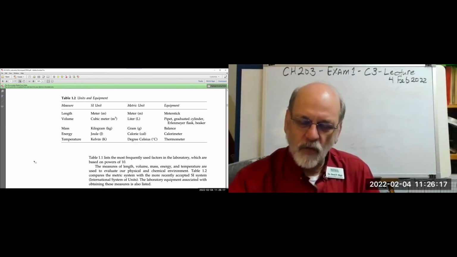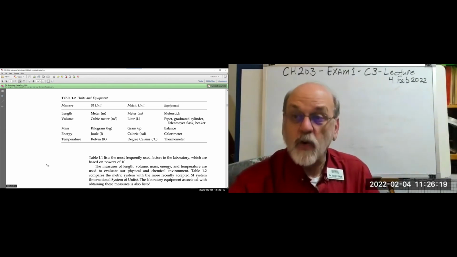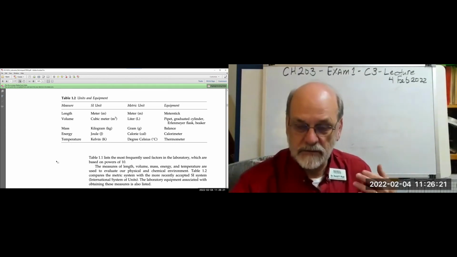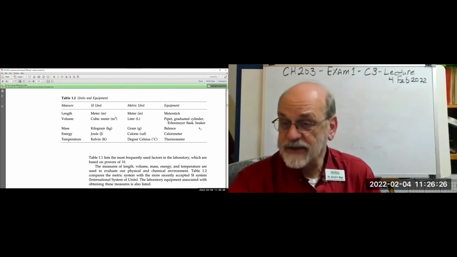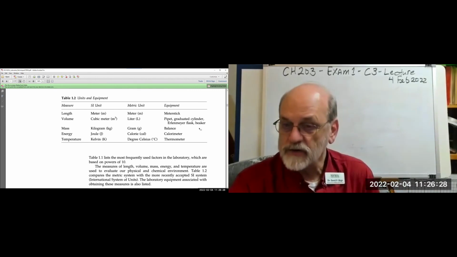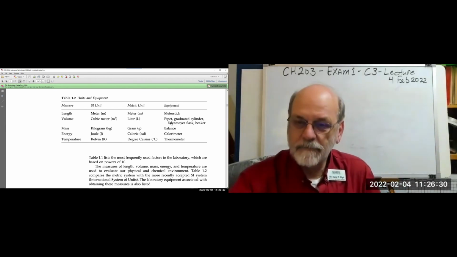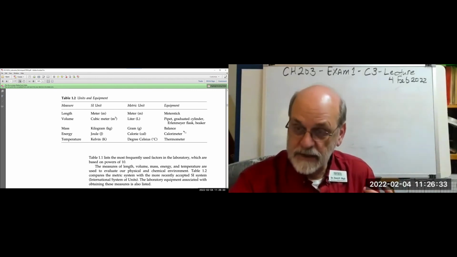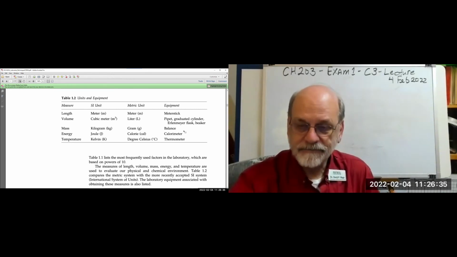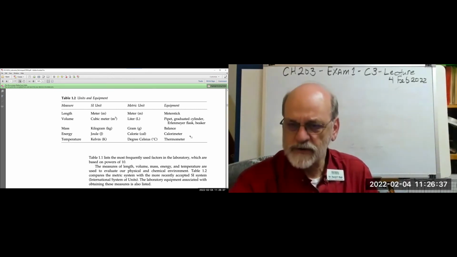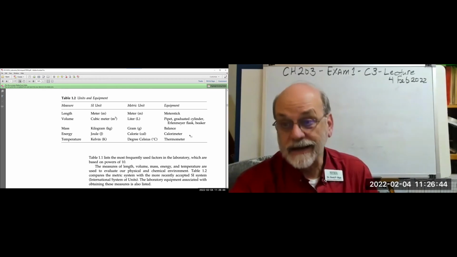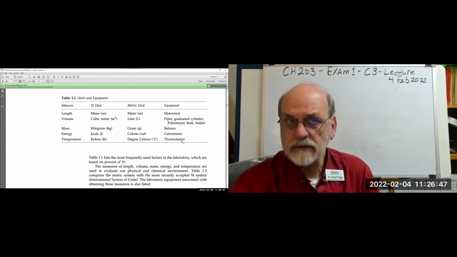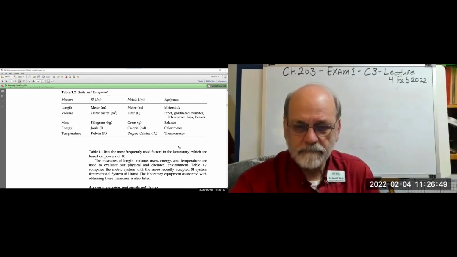Okay, so we're going to need certain equipment in order to do these measurements. We'll need a meter stick. We'll need graduated cylinders, Erlenmeyer flasks, beakers of certain size. We'll need different types of balances, and I'll talk about those in a minute. We're not going to need a calorimeter, not yet. Thermometer, yes, we'll need a thermometer.